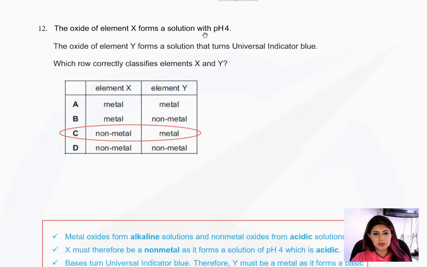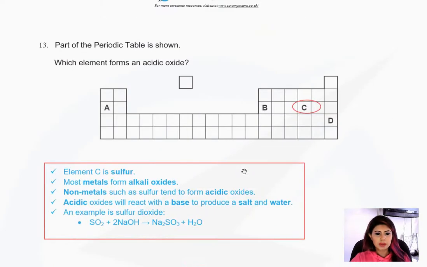Oxide X is a solution with pH 4, so that's acidic. So X will be acid. If it is acid, it will be non-metals. So here and here. Then Y forms a solution that universal indicator turns blue. Blue means it's a basic oxide. Basic oxide would be the metals which form it. So then answer C. Which part is acidic? Again, C, can't be D because D is a noble gas and it has to be a non-metal.